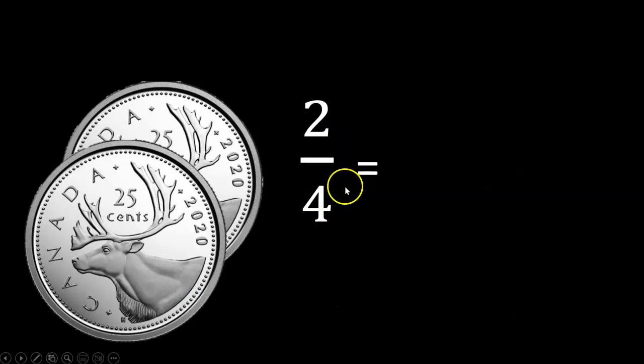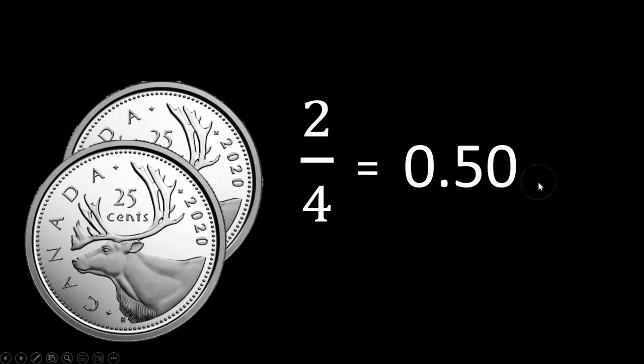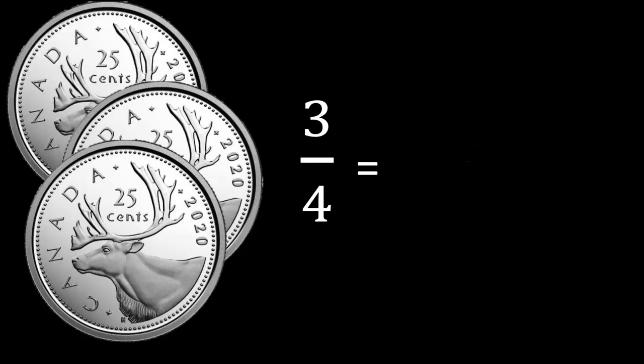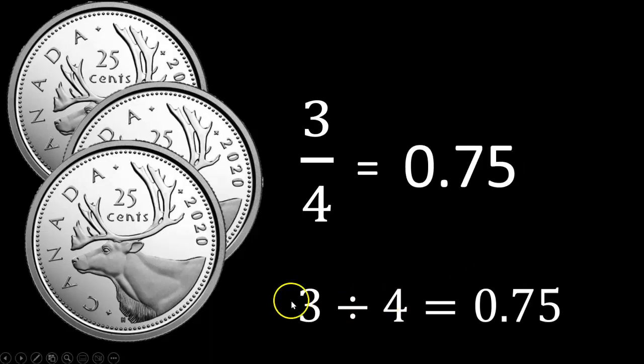What about 2 over 4? You know what your answer is already because you know if you have 2 of those, you have 50 cents, right? But let's look at the math. 2 divided by 4 is 0.5, 50 cents. Easy, just like the calculator. What about 3 over 4? 3 divided by 4 will give you 0.75, and so on.